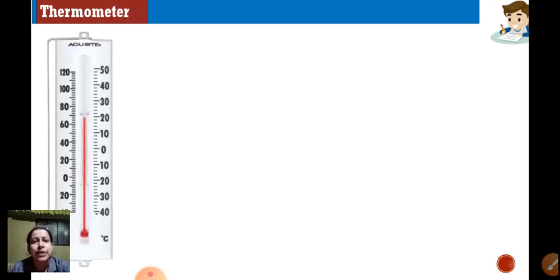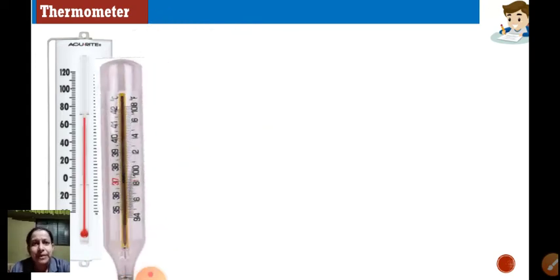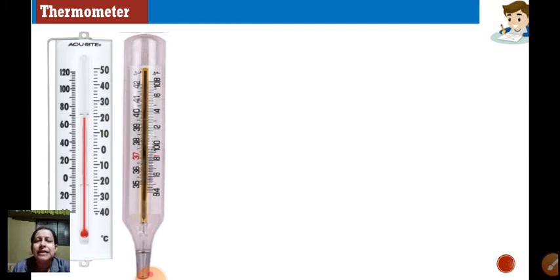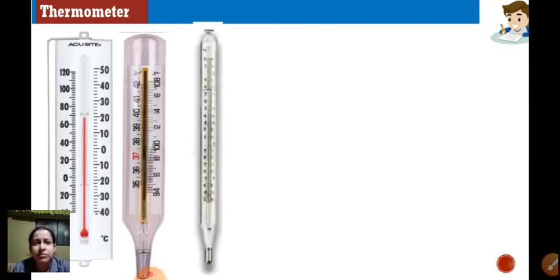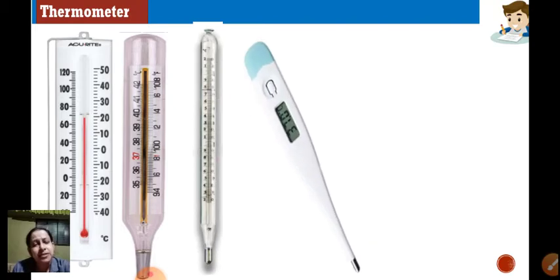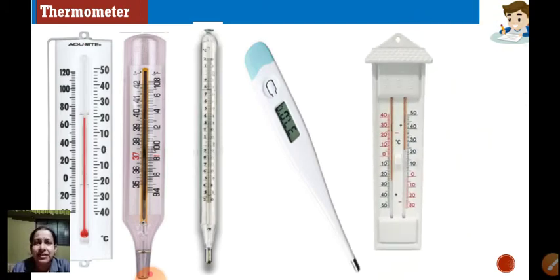Like here you can see a thermometer which can measure minimum as well as maximum temperature of the day. Then there is a clinical thermometer. Then we have a laboratory thermometer. Then this is also a clinical thermometer but which is a digital type. Then we have another type of maximum and minimum type of temperature within a day.